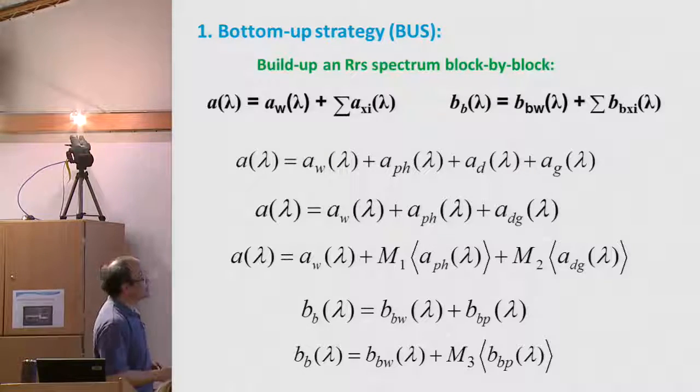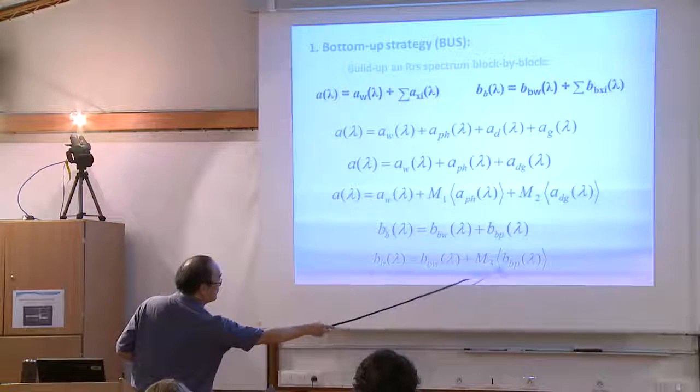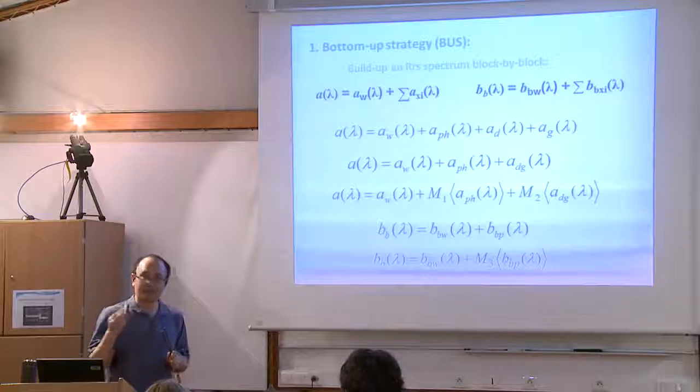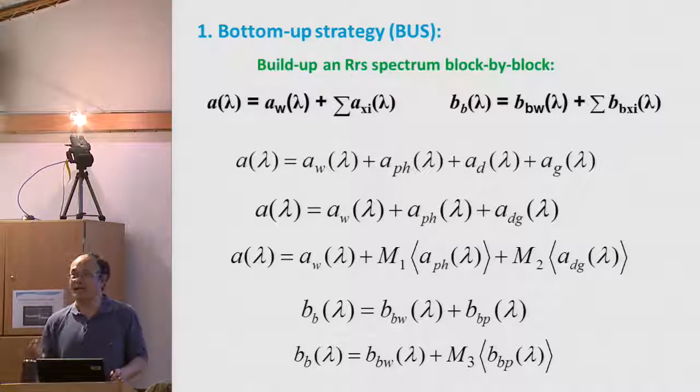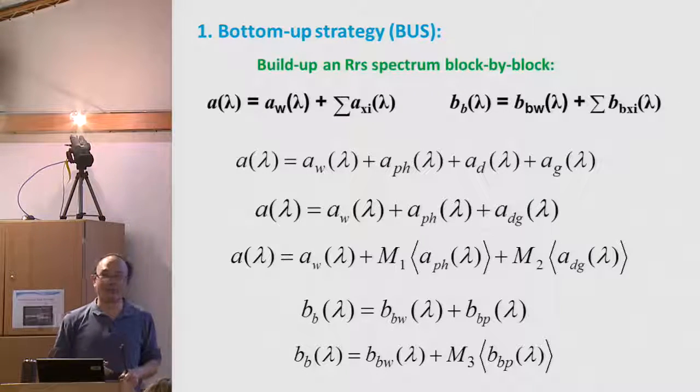For BB, we do the same thing. We have BB water, which is a constant, then we try to find the spectral shape of the backscattering coefficient. So we use M3, this magnitude, to scale the backscattering coefficient spectrum up or down.